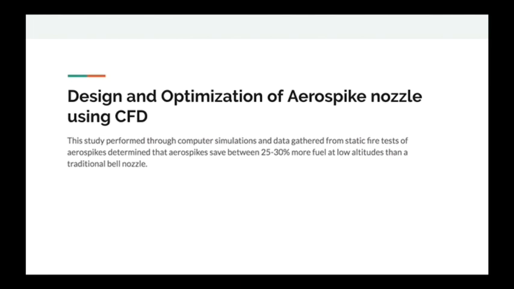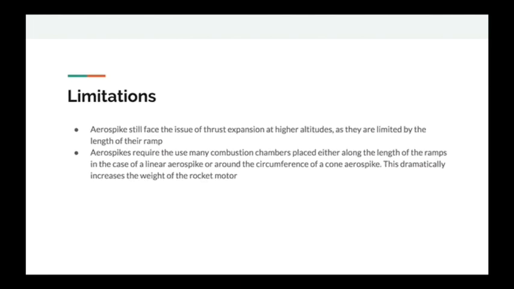However, there are a lot of limitations that come with aerospikes. Aerospikes still face the issue of thrust expansion at higher altitudes, as they are limited by the length of the ramp. As you may recall, the length of the ramp lowers the pressure of the exhaust gases. Aerospikes also require the use of mini combustion chambers placed along the length of the ramps, in the case of a linear aerospike, or around the circumference of a cone aerospike. This dramatically increases the weight of the rocket motor.